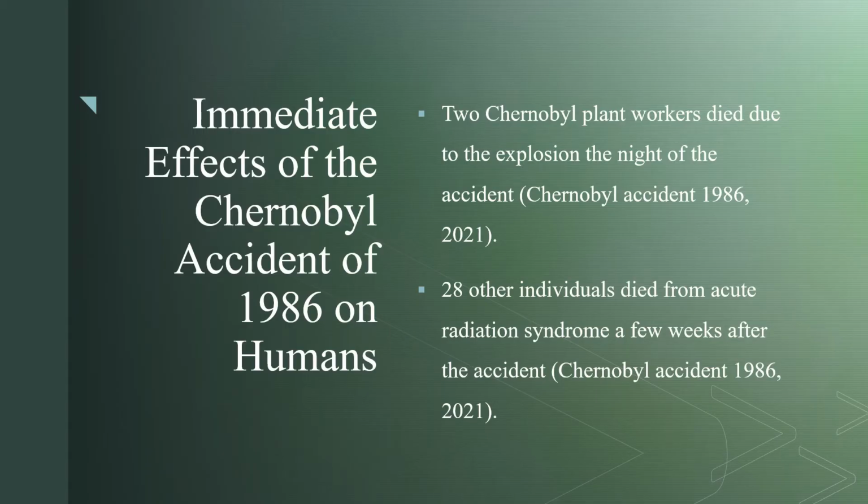The immediate effects of the Chernobyl accident of 1986 on humans. The day of the accident, 2 Chernobyl plant workers died from the explosion. 28 other individuals died from acute radiation syndrome a few weeks after the accident.